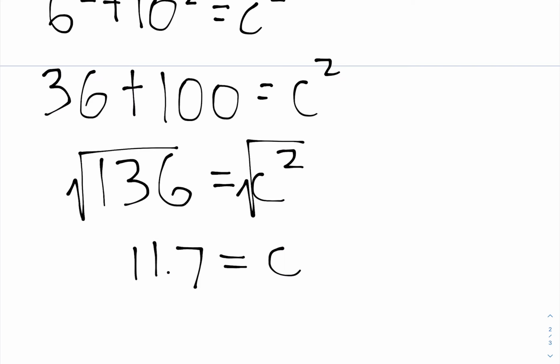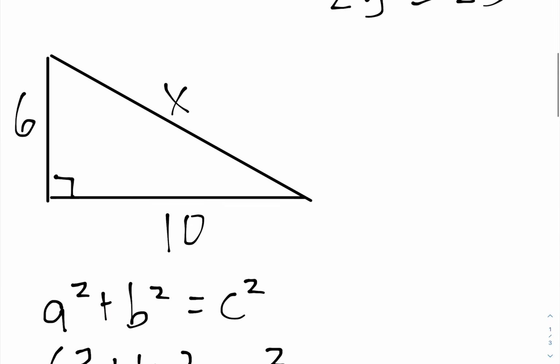See how this is a decimal here? Whenever you get a decimal for one of your side lengths, that means it's not a Pythagorean triplet. It doesn't mean you're wrong. It just means it's not a great number to deal with, but that's okay.